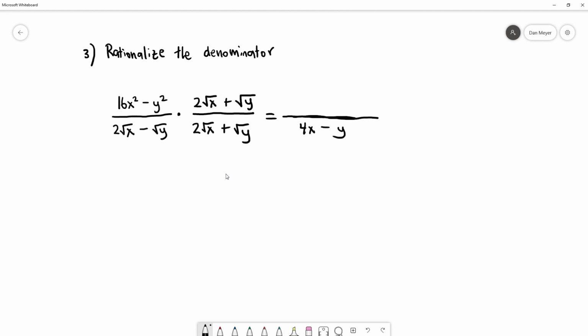On top, again, I'm not going to distribute this 2 root x plus root y through, but I am going to factor. This is a difference of squares. I can write this as 4x squared minus y squared, which is a difference of squares. I can factor it into 4x minus y times 4x plus y. And again, if I write my denominator now as the product of 4x minus y and 1, I have common factors on top and bottom that I can cancel. So that was convenient. And now we just have a fraction over 1.